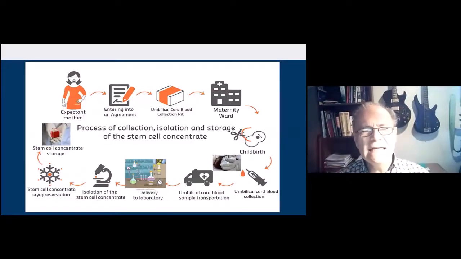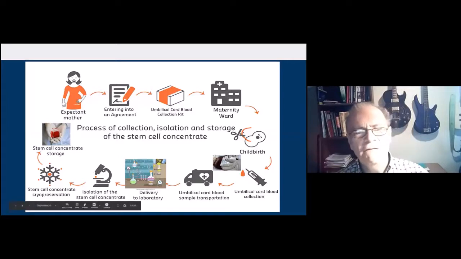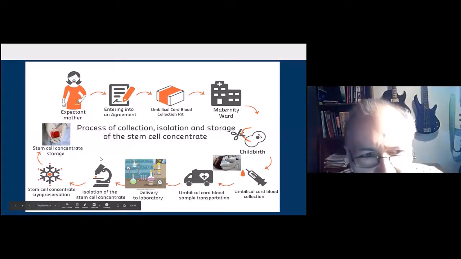Here you can see the total process. You can see the expectant mother. She needs to sign an agreement. The umbilical cord blood collection kit goes to the maternity ward. The child is born. After that, the umbilical cord blood is collected, and the sample goes by delivery to the lab for processing, and then the stem cells are concentrated into a 25 milliliter bag and go into the liquid nitrogen.